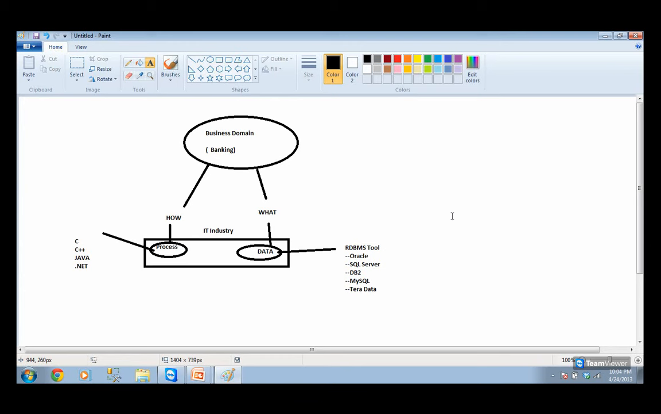For example, cash withdrawal is a process. Cash deposit is another process. Check deposit is another process. Check cancelling is another process. Applying for a credit card is another process. How do I understand each and every process of a company? The company could be a bank here. Bank can be ICICI Bank, HDFC. So how do I do that?